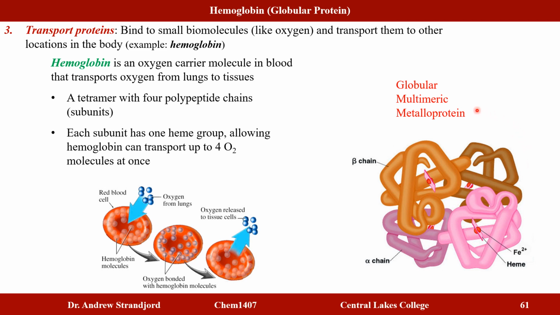It's usually a metalloprotein also. In the case of hemoglobin, it contains an iron molecule, and it contains 4 of them. Each subunit contains one heme group, and it allows the hemoglobin to transport up to 4 oxygen molecules at once. So oxygen from the lungs comes in and binds to the hemoglobin in a red blood cell. It gets transported down the circulatory system to different tissues. When it reaches a certain point, the proteins release that oxygen into the cells, and that oxygen is used for metabolism.